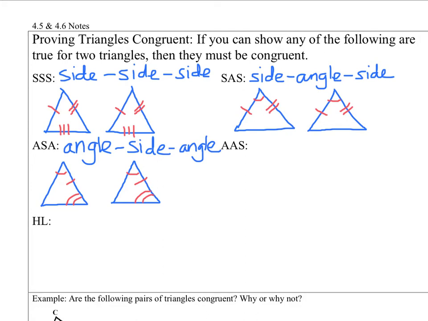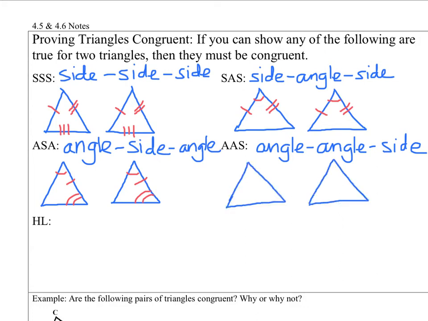And then we also have AAS, which stands for angle, angle, side. And this is for the case where we have two angles in common between two triangles, but the side is not in between the two angles like it is with ASA. So if we have the same two angles that I had in the last picture, and then either of the two other sides that are not in between the angles are congruent, then we have angle, angle, side.